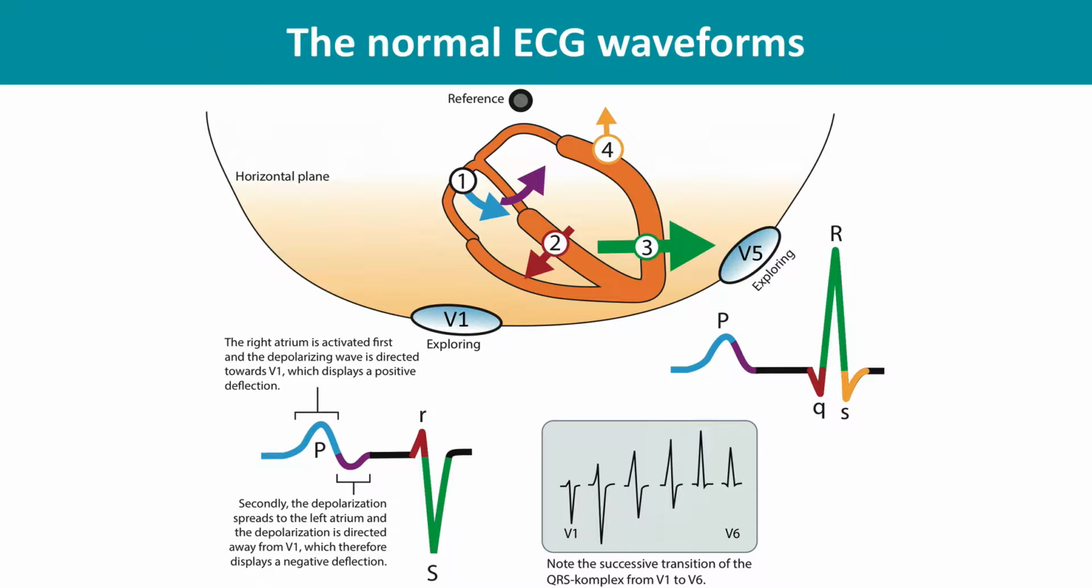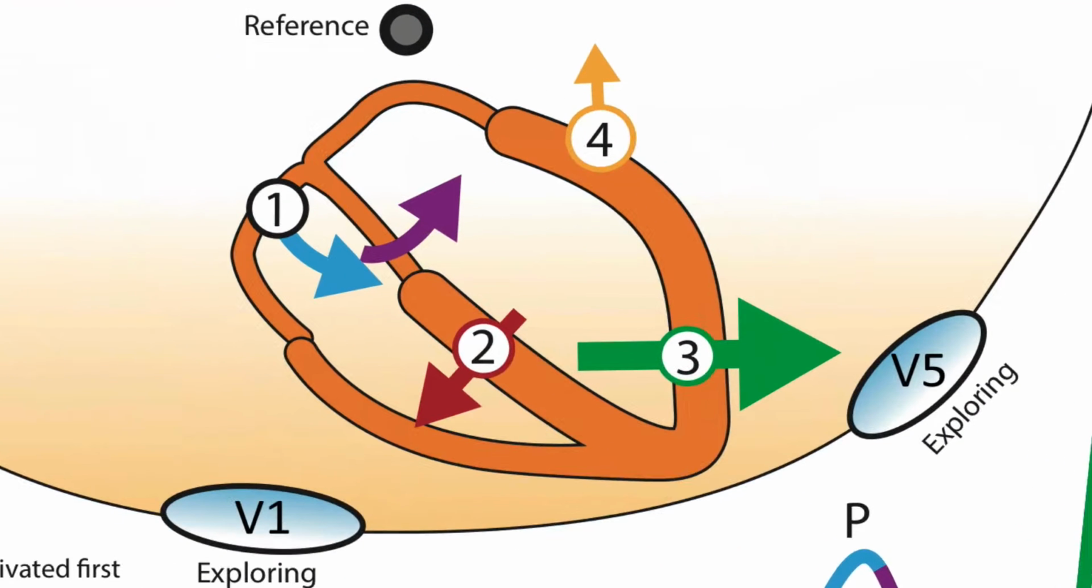V1 is obtained by comparing the electrical currents detected here with the electrical currents detected here. And V5 is obtained by comparing the electrical currents detected here with the electrical currents detected here. Now let's analyze these vectors. The very first vector which arises during the cardiac cycle is this one, the atrial vector. And the atrial vector is generated by activation of the atria.